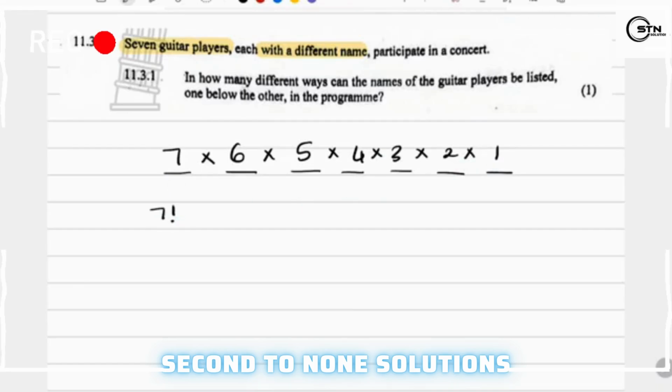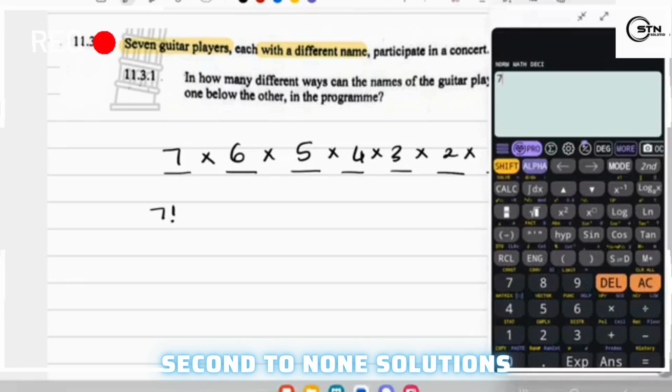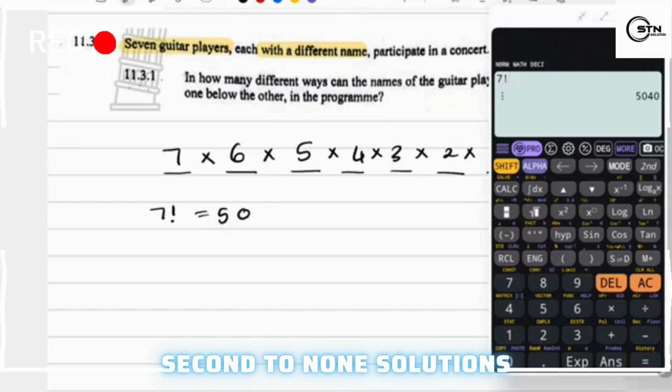And if you find 7 factorial on your calculator, I think it's like 50, 40, let me see. So 7 factorial, yes, it is 5,040 ways. Okay, so there we go. So that's the first question. Moving on to the next question.